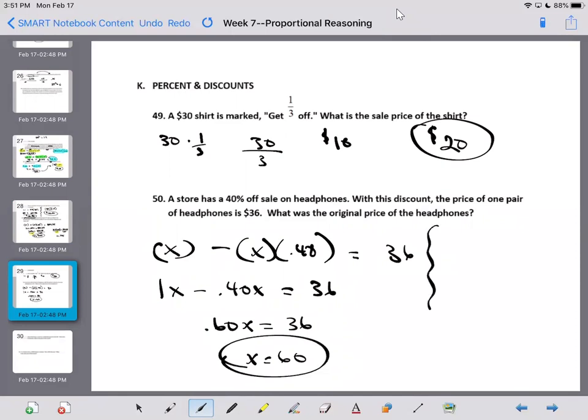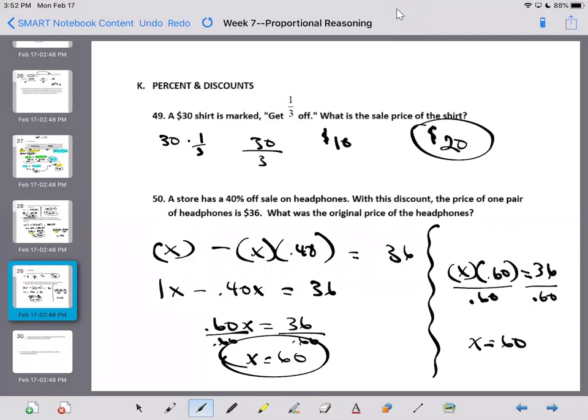Now, if you wanted to shorten your math on this, you could say, well, there was an amount of headphones, I don't know, it was 40% off. So if it was 40% off, you're really only paying 60%, right? And the amount was 36. So if you just divide both sides by 60/100, that's what you would have done over here. And you're going to get 60 as your answer.